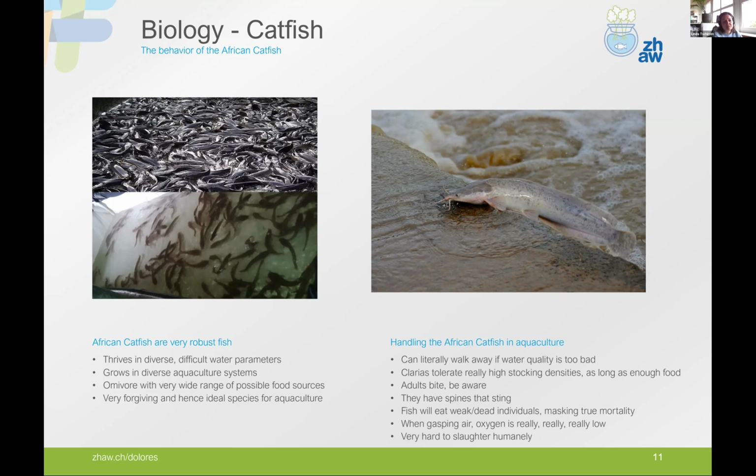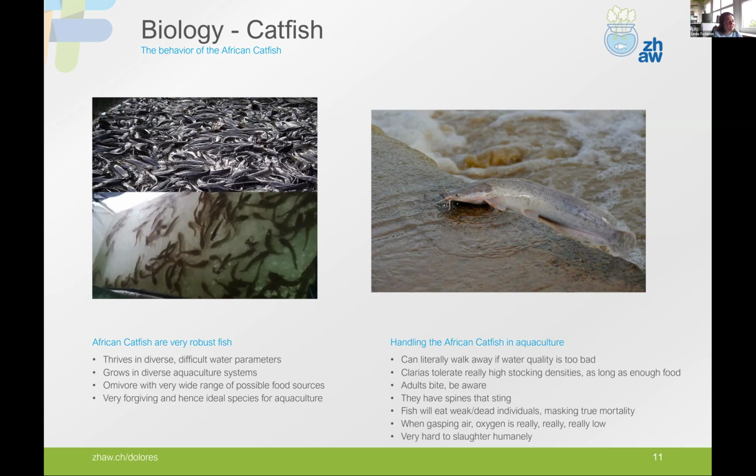Again, they will be cannibalistic if they can. So eating the weak or the dead individuals within your system can mask a mortality that you have. And when the Clarias is gasping for air, it really means you have no oxygen in the water anymore, and you should take that very seriously. And an additional thing, they have a very strong skull, so they are not that easy to slaughter. You need a lot of force in order to slaughter them.